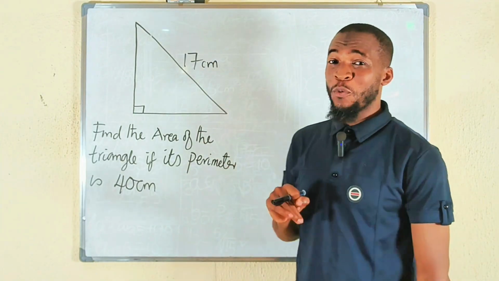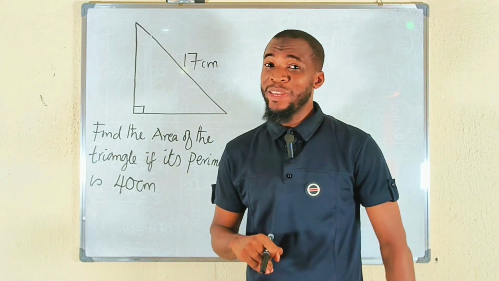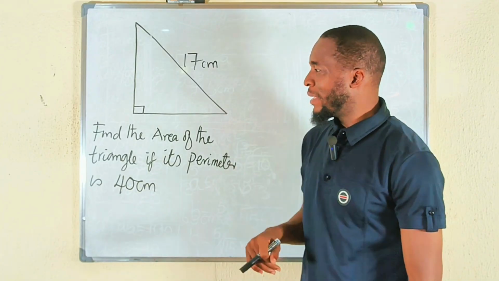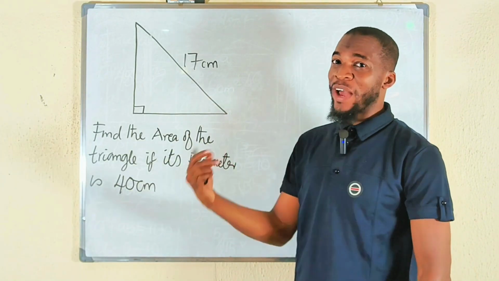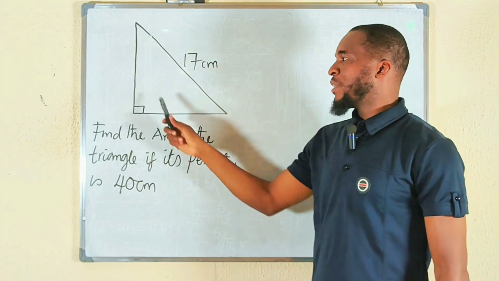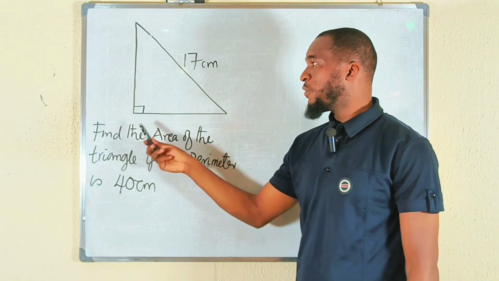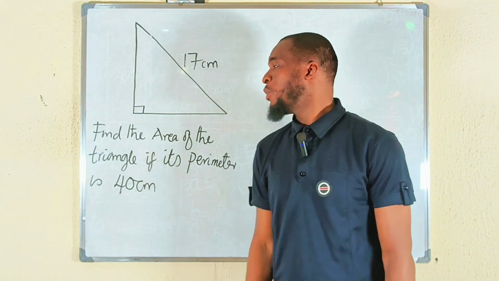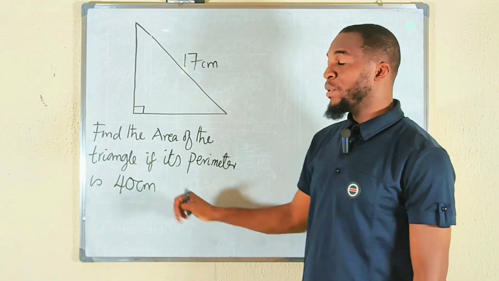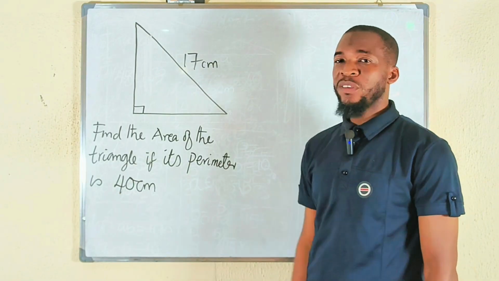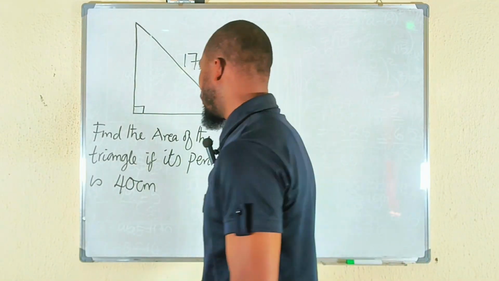I saw this particular question trending on YouTube and I believe I should not be left behind. The only thing, I changed the values. We are given a right triangle here whose hypotenuse is 17 centimeters and we are asked to find the area of the right triangle given that the perimeter of the triangle is 40 centimeters. So how can we get started?